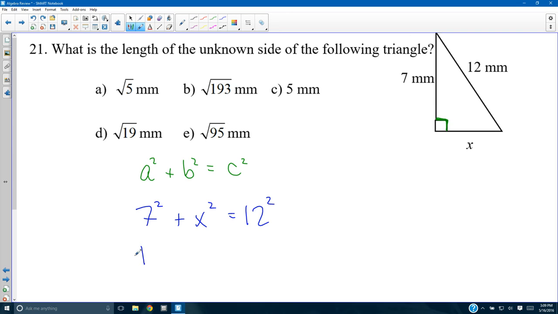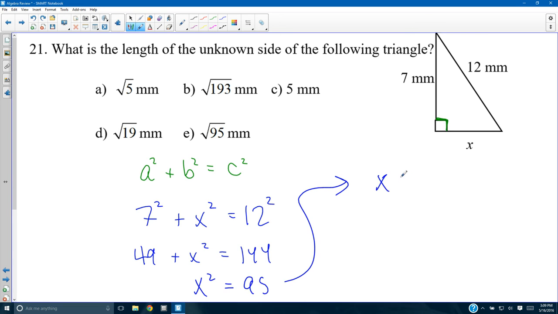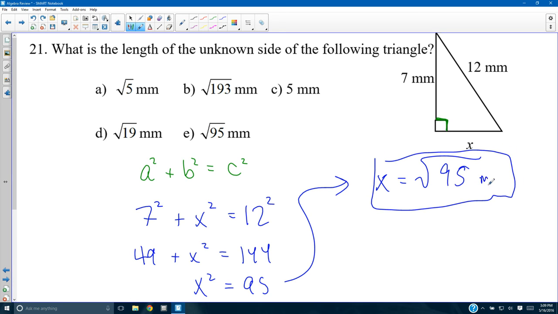7 squared is 49. x squared is unknown. 12 squared is 144. Subtract 49, x squared is, what, 95? And last part, x equals the square root of 95. Okay, now, that's one of my answers on here. This should be in millimeters.